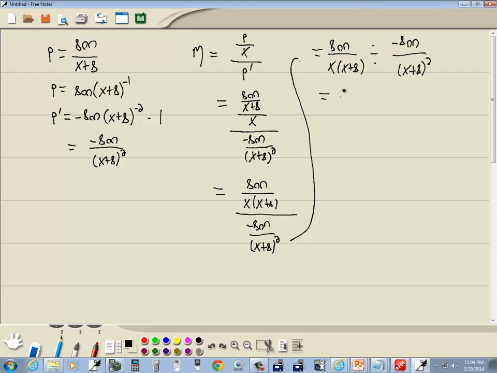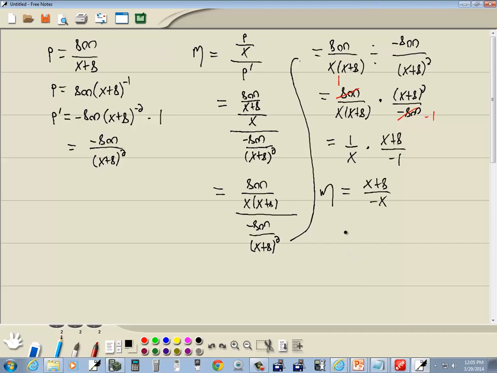And division we rewrite as multiplication, so I've got 800 over x times x plus 8, times x plus 8 squared over negative 800. Now I can do a little bit of canceling. The 800s will cancel, so this becomes 1, and this becomes negative 1. This x plus 8 is going to cancel with one of these x plus 8s. So I'm going to end up with 1 over x times x plus 8 over negative 1. Now if I multiply those together, eta is going to be equal to x plus 8 over negative x.